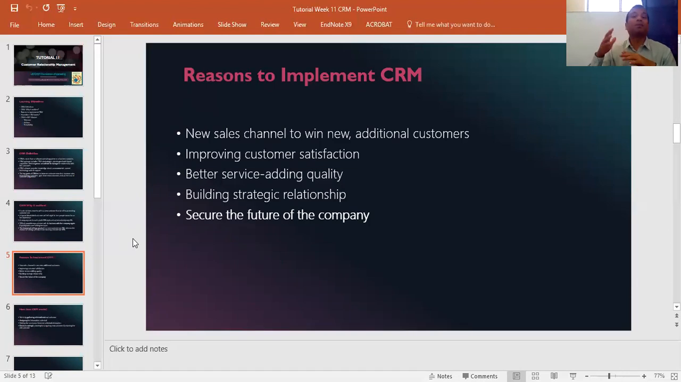There could be reasons other than these five also, but these five are the prominent reasons for implementing CRM. Hope this one is clear.